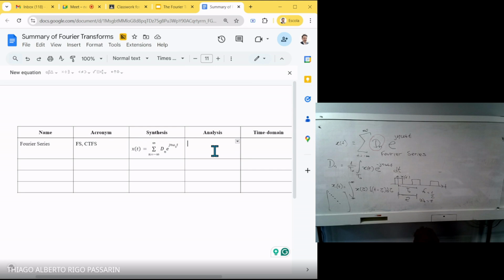What about the analysis equation? In chemistry, analysis means breaking something into atoms, for instance, into smaller parts. So in the analysis, I find the values dn. So it's just the Fourier integral.